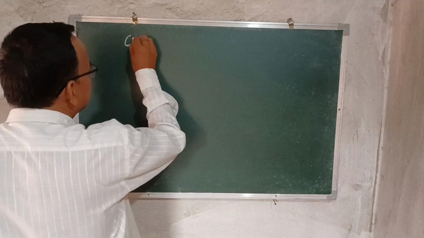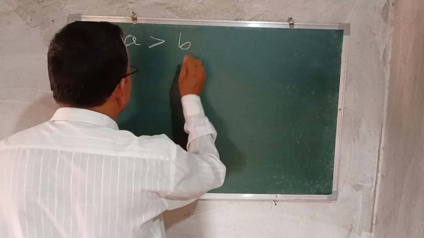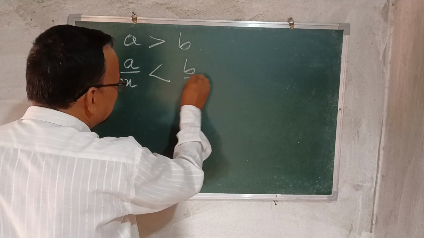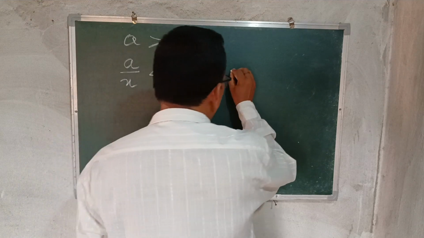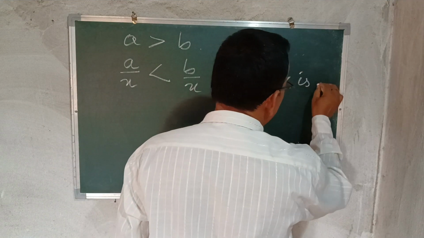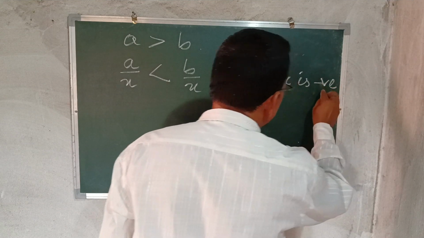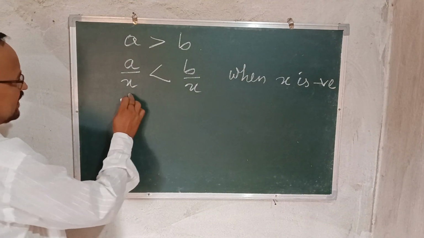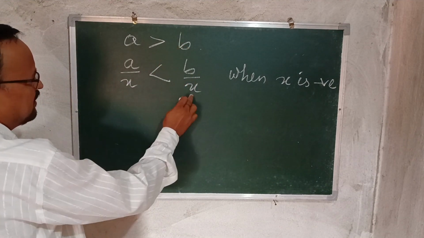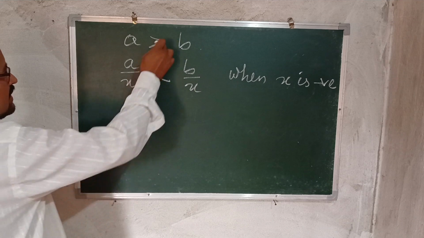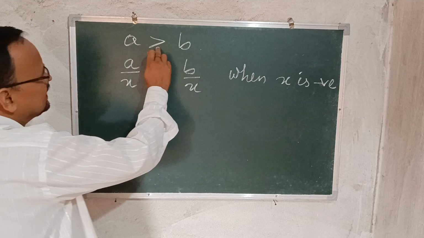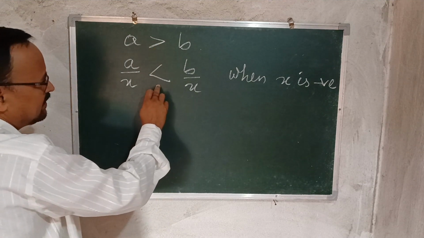Suppose a is greater than b, then a by x is less than b by x when x is negative. If we divide these two integers a and b by a negative integer, then the sign will be reversed. That means when this is greater, that will be less, and when that is less, then that will be greater.